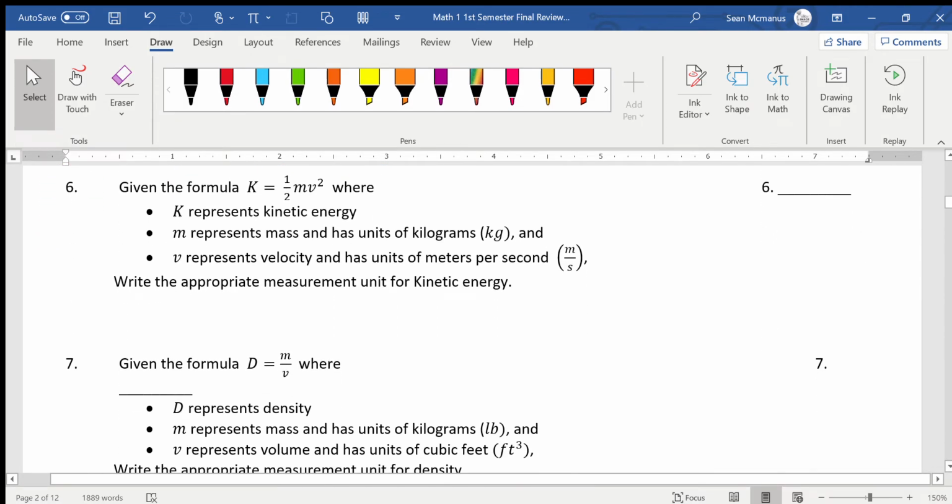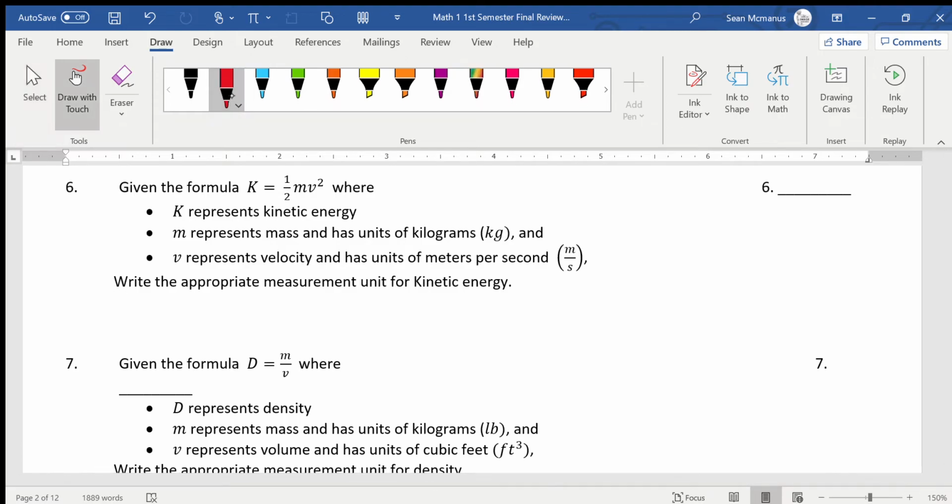All right, number 6, given the formula K equals 1/2 mv squared. So this is a formula you'll encounter in physics for kinetic energy. K is the kinetic energy, m is the mass in kilograms, and v is the velocity in meters per second. So it's asking me here, here's the question, write the appropriate measurement for the unit of kinetic energy.